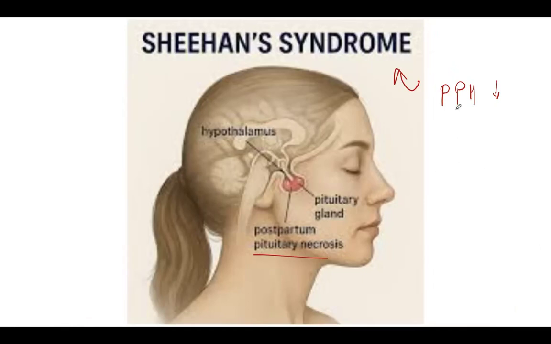If there is severe blood loss, that means there is prolonged hypotension, resulting in shock. So these are basically the pathology.